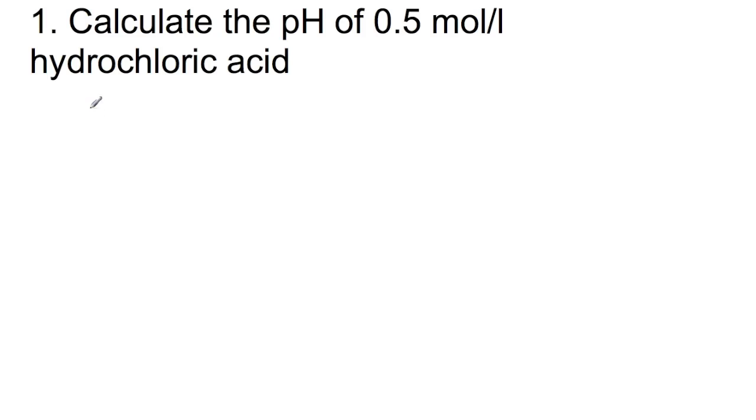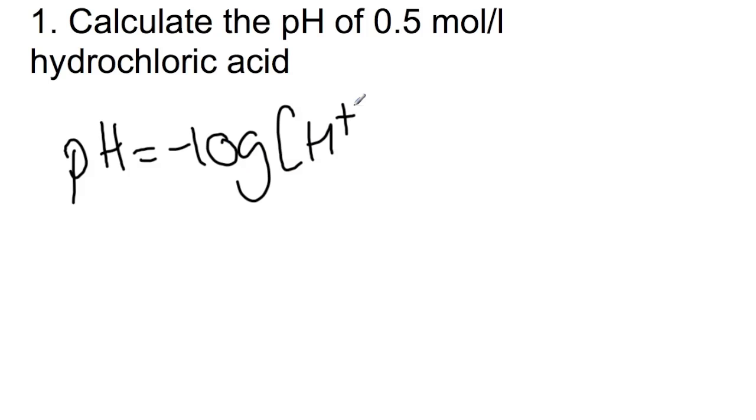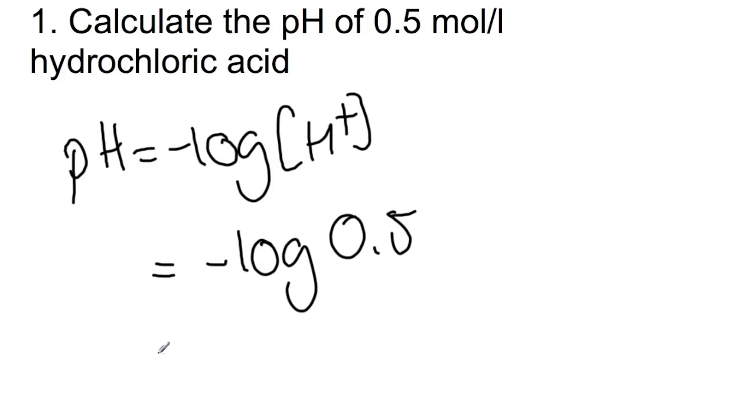This first example looks at calculating the pH of hydrochloric acid. So we only need to use one equation, pH equals minus log of H plus. Your H plus concentration is the same as the concentration of the acid, so it's minus log 0.5 equals 0.3 for your pH.